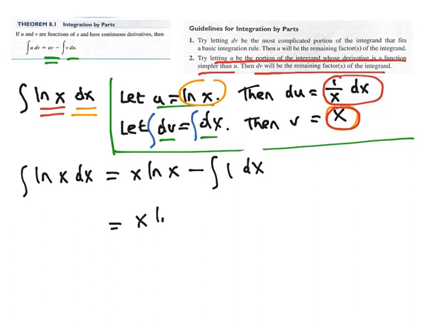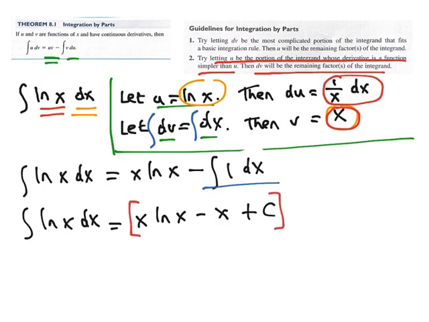So now this is x natural log of x, and this is something that we know how to find an antiderivative of. It's very easy. The antiderivative would be just x. So I have minus x. The derivative of x with respect to x is 1, so that's our antiderivative for 1. And then we have plus our constant of integration, and we've done our problem. Now if you wanted to check to see that this is correct, what can you do? With any integration problem, you can check your work by taking the derivative of your antiderivative.